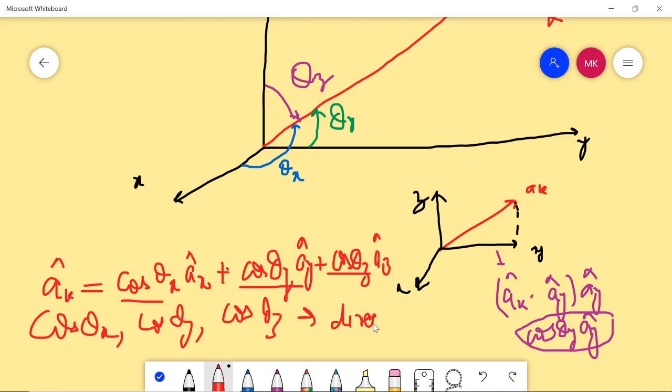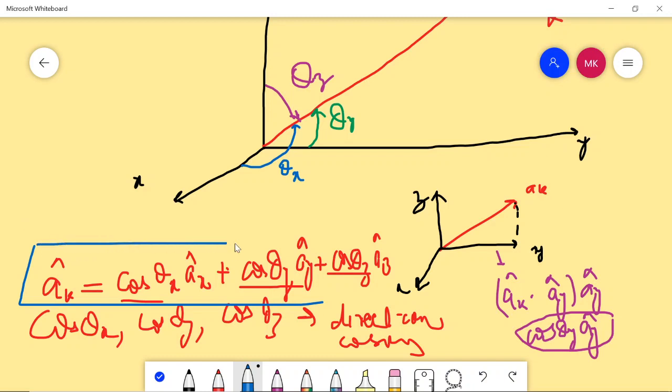Direction cosines. Okay. So if you know these angles, you can find this unit vector by using this method. This is very important. This is how you find the unit vector. Once you find the unit vector, you can find the k wave number.